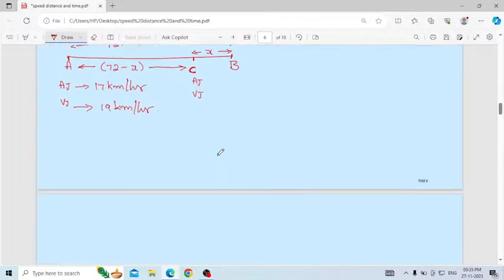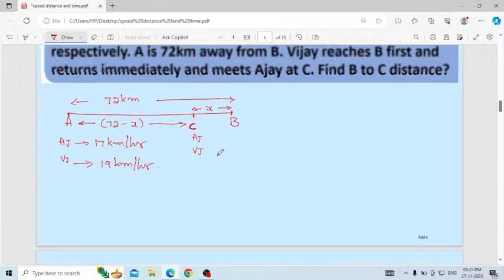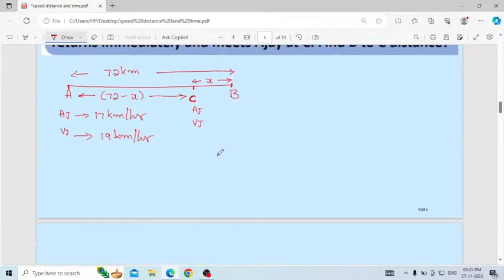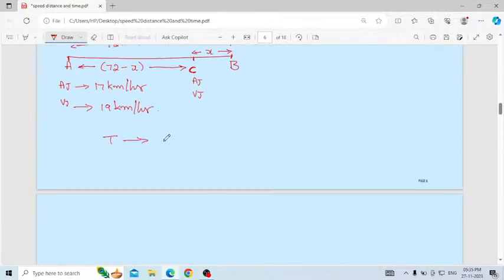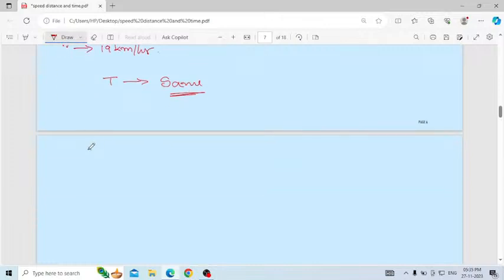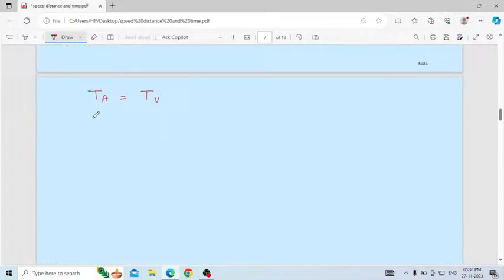They are asking the distance here. The time taken by both Ajay and Vijay will be the same, because they meet at the same time at the point C. So time of Ajay equals time of Vijay. You know time equals distance divided by speed. So distance of Ajay divided by speed of Ajay equals distance of Vijay divided by speed of Vijay.